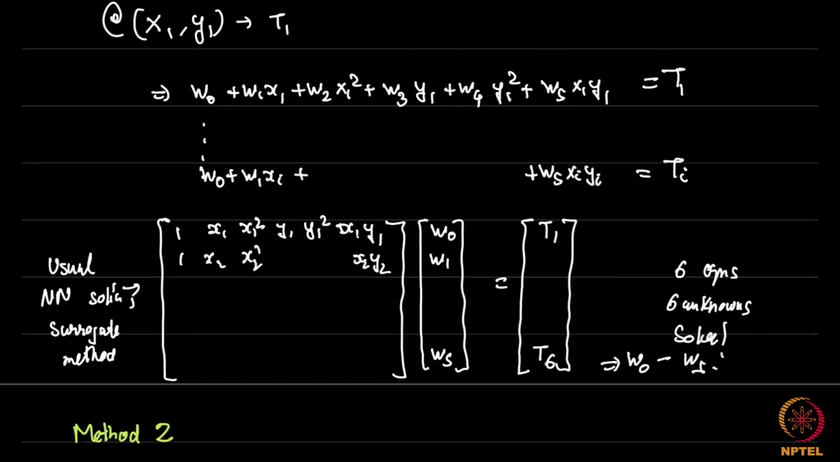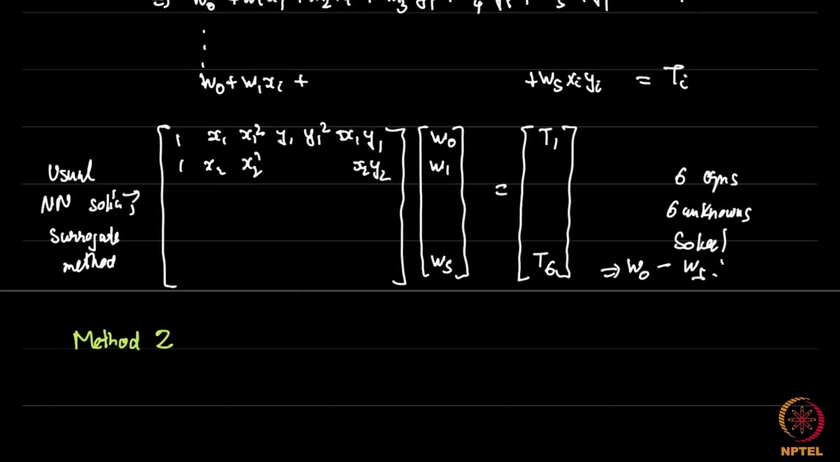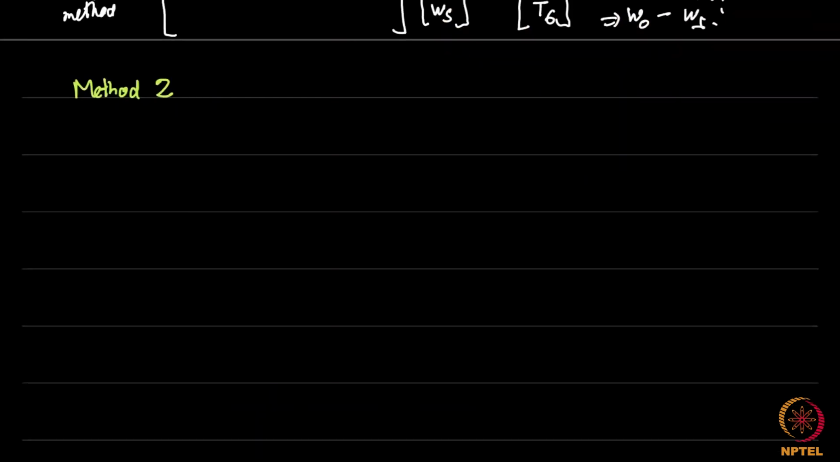Let's give a name to method 1, which is through temperature measurement. Now let's look at method 2. Method 2 says impose the PDE.